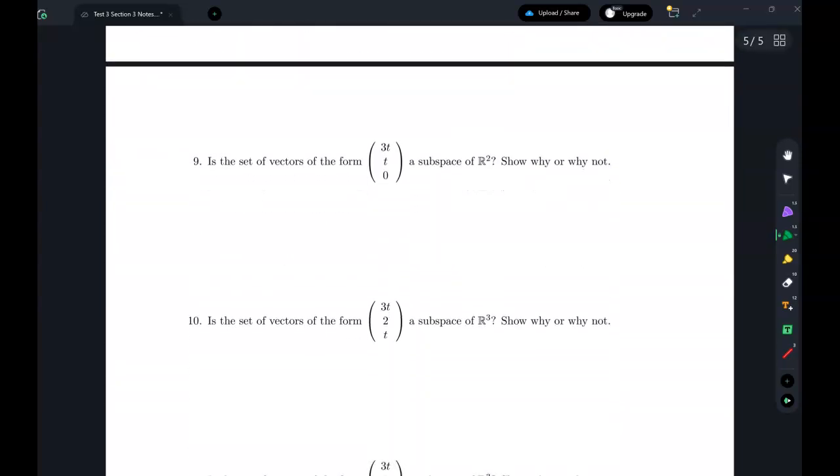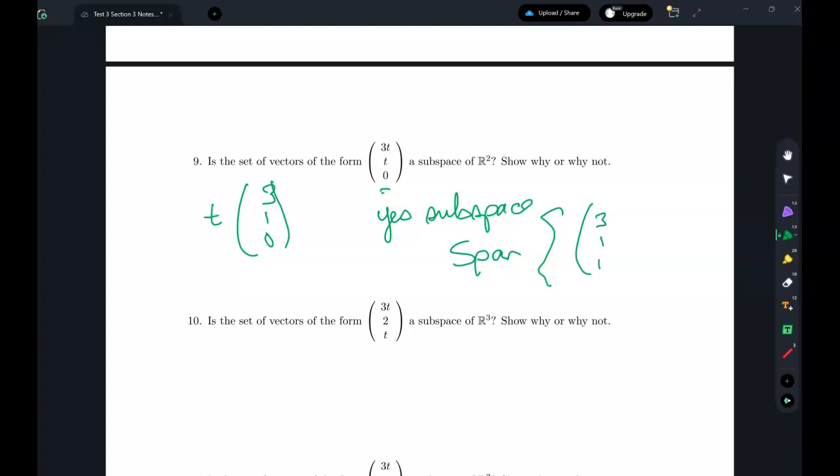So these ones I didn't have solutions for either. So again, oh, look at that. I think I can factor out a t. So I get a 3, 1, 0. So I can say yes, a subspace, because I can write it as the span of this one vector. So yes, it's a subspace.